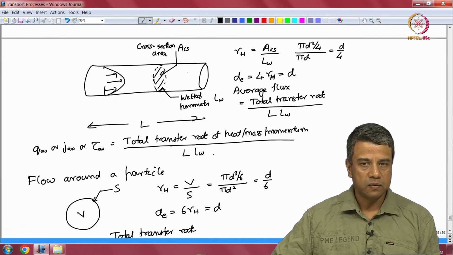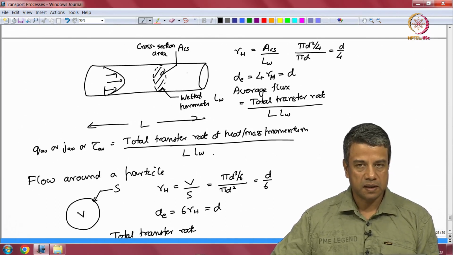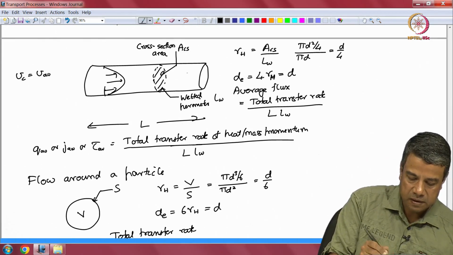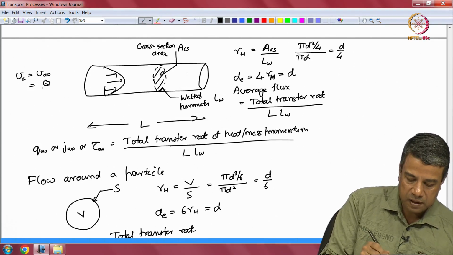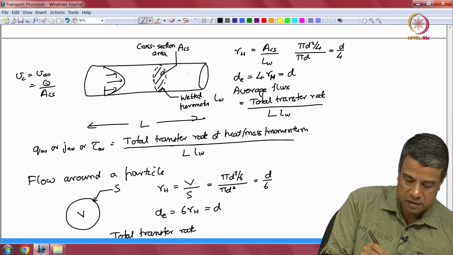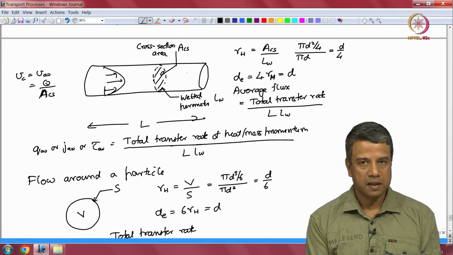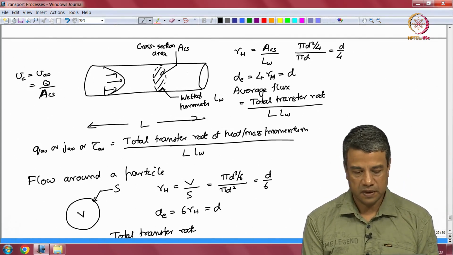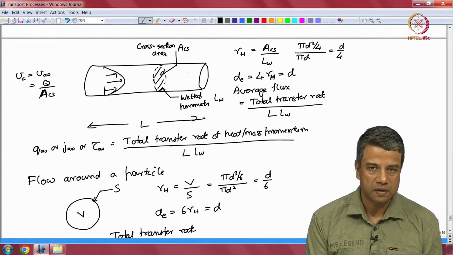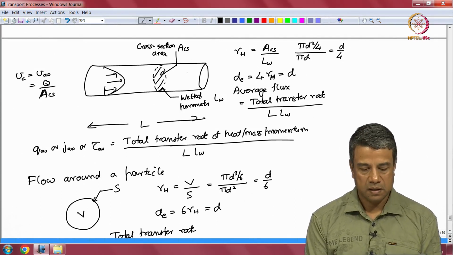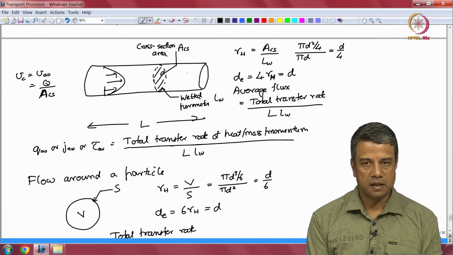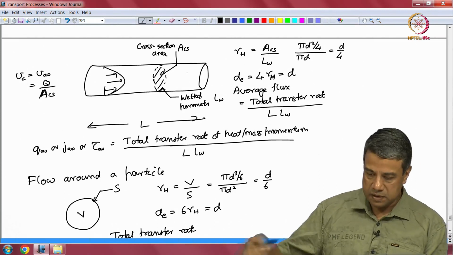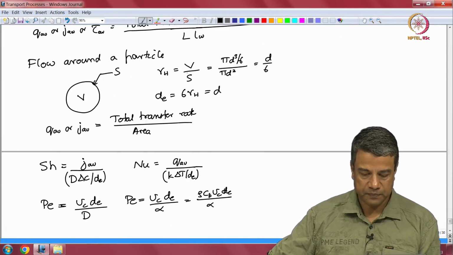For the flow through a conduit, the characteristic velocity is just equal to the average velocity, which is equal to the total flow rate divided by the area of cross section. So, that is the characteristic velocity for flow in a conduit: the total flow rate, volume per unit time, divided by the area of cross section. That is what is used as the characteristic velocity.